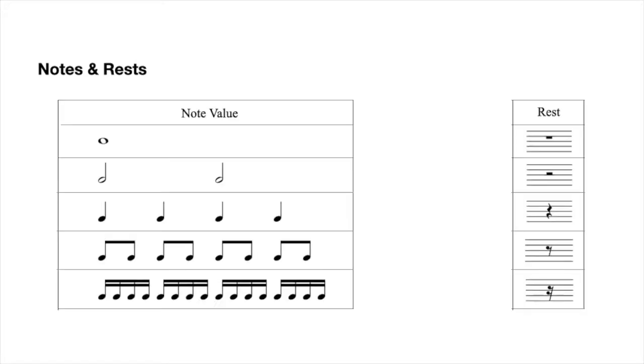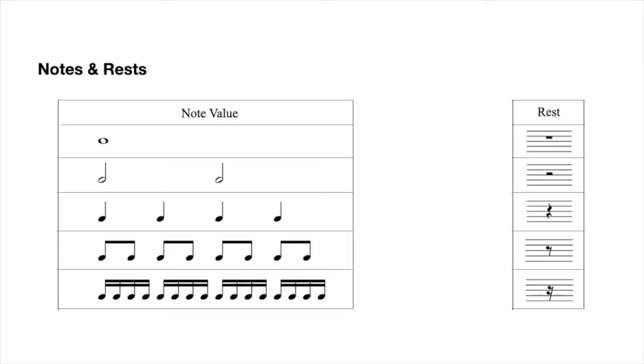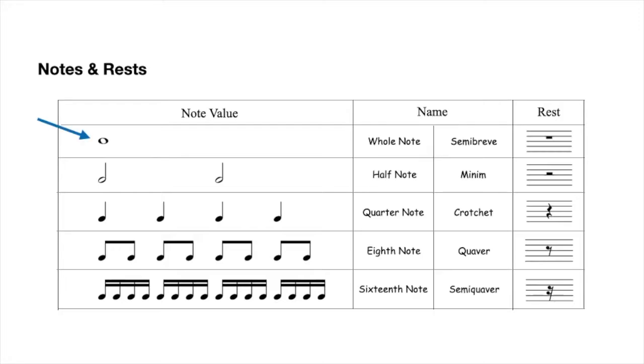In this video, I will talk about common notes and rests that show us the rhythm in music, when to play and when not to play. The notes tell us how long we should play, and the rests tell us how long we should stay silent. From the top, we see a semibreve. A semibreve or whole note has a value of 4 beats.